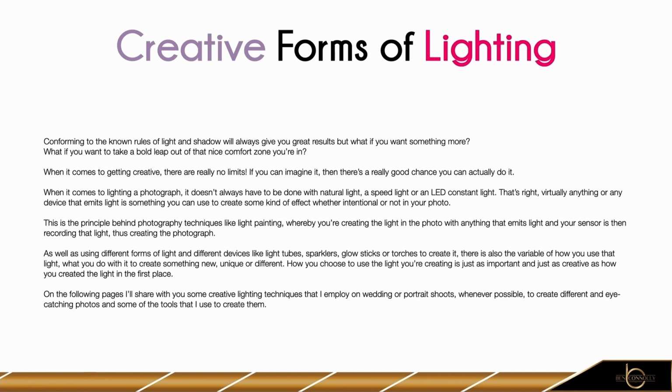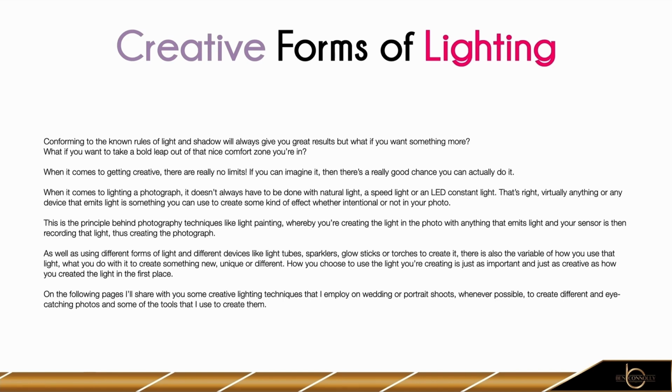When it comes to lighting a photograph, it doesn't always have to be done with natural light, a speed light, or an LED constant light. That's right, virtually anything or any device that emits light is something that you can use to create some kind of effect, whether intentional or not, in your photo. So this is the principle behind photography techniques like light painting, whereby you're creating the light in the photo with anything that emits light, and your sensor is then recording that light, thus creating the photograph.